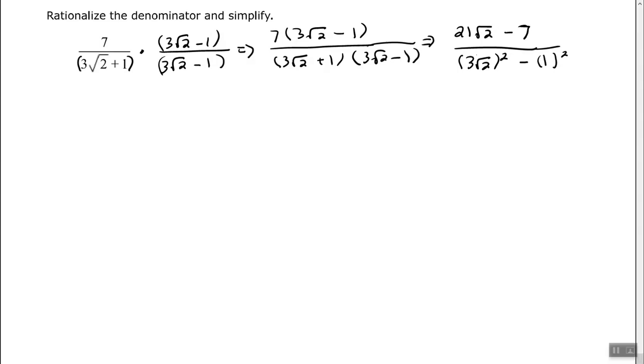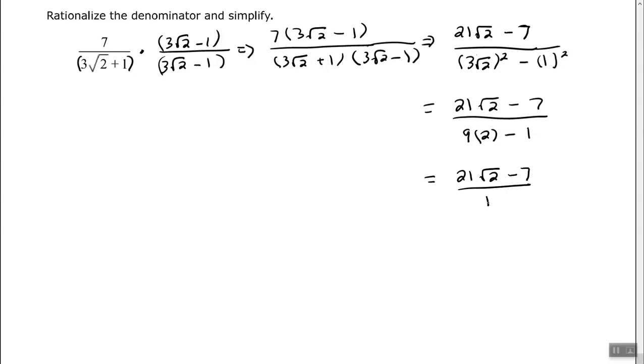All right, so now let's work with our denominator to clean that up some. So 3 squared is 9. The square root of 2 squared is 2. Minus 1 squared, and 1 squared is 1. So 9 times 2 is 18. 18 minus 1 is 17. We do not have a common factor between those three numbers, 21, 17, and 7, so I would stop there.